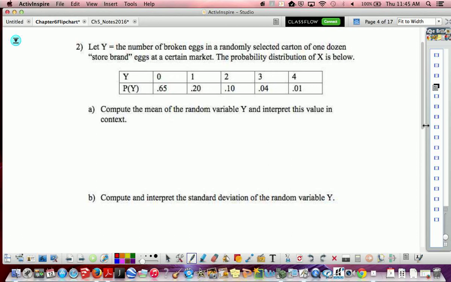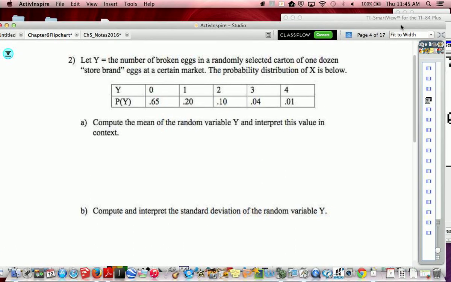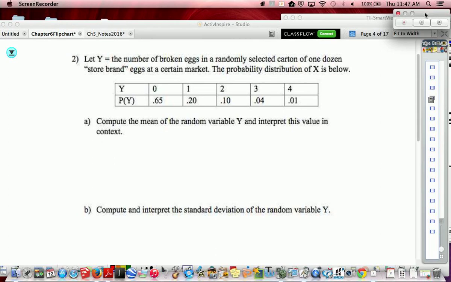Even though they don't ask you, do the probabilities add up to 1? Yeah, 65, 85, 95, 99, 100, good. I always check that, just to make sure. So I'm going to give you a 2-minute head start.